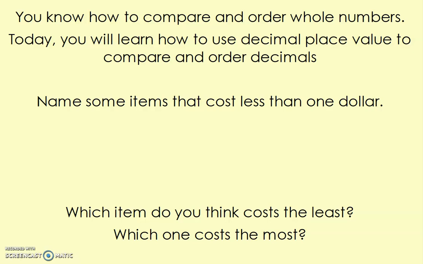So think about some items that cost less than $1. Out of those items, what costs the least? Which one costs the most? Maybe less than $1 a can of soda, 75 cents maybe. And maybe one piece of bubble gum is 25 cents. So 25 cents is less. You're already comparing decimals.